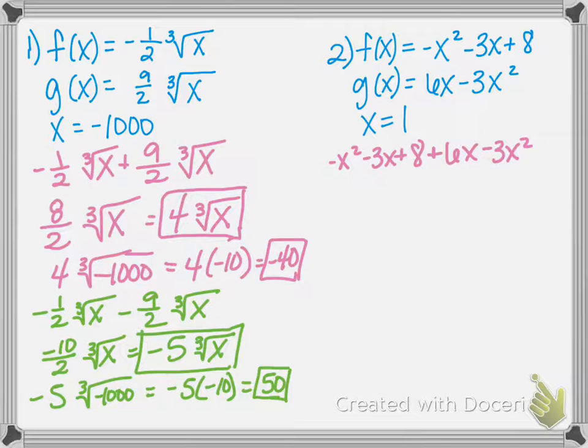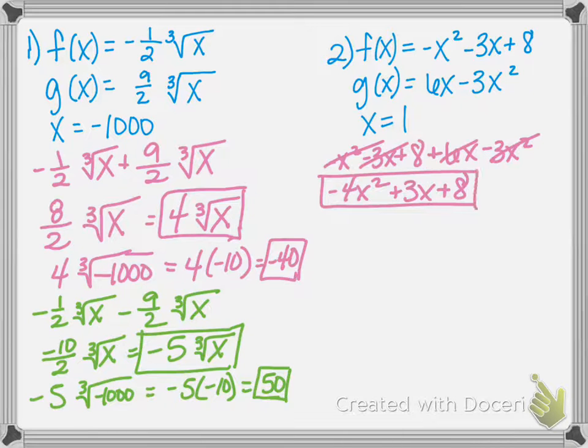So I have two x squared values. That gives me negative 4x squared. Used it, so I'm going to cross it out. Negative 3x plus 6x, that's going to give me a positive 3x. I used them, so I crossed it out. And then plus 8. And then that's it. That is as much as I can combine.